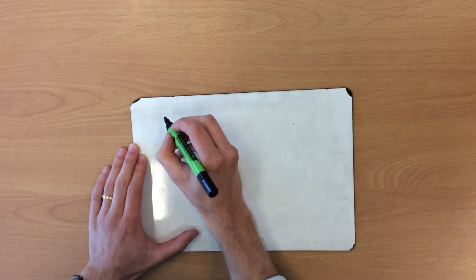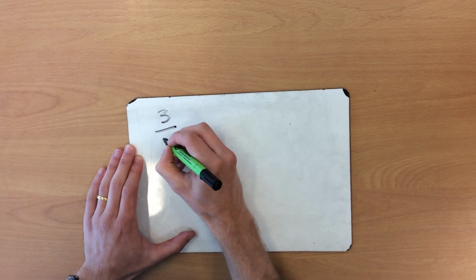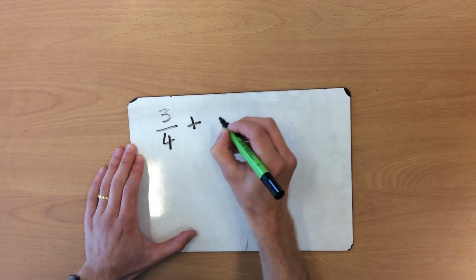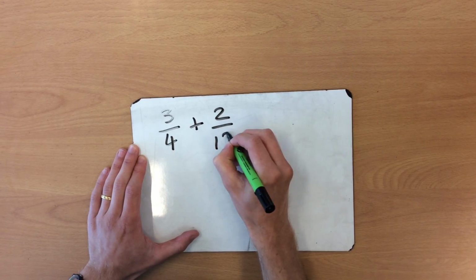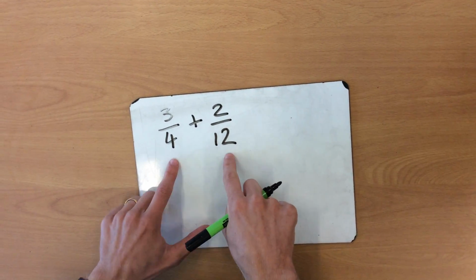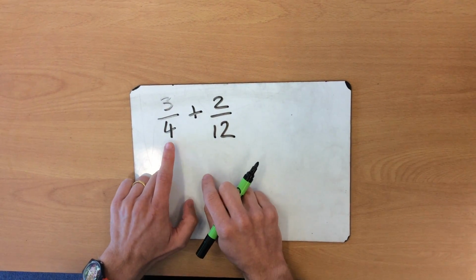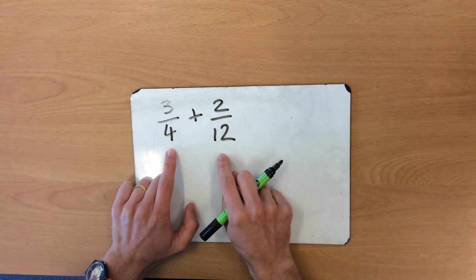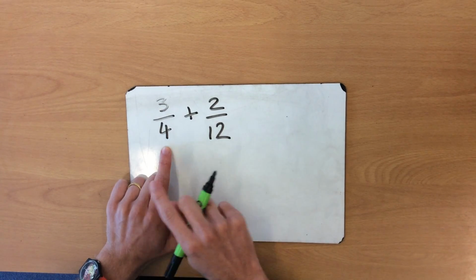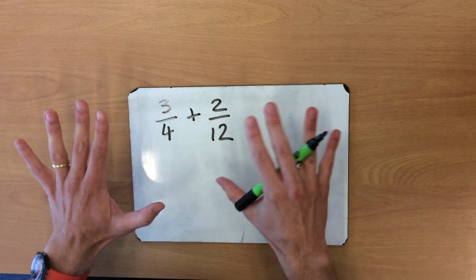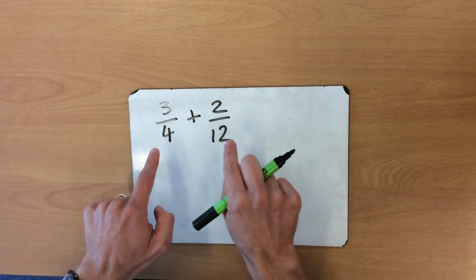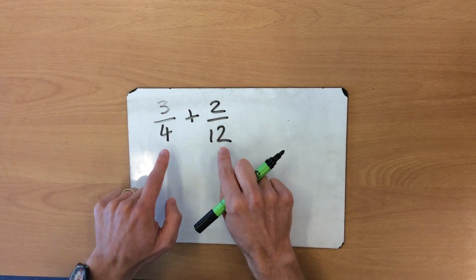So the calculation I'm going to be looking at is 3/4 plus 2/12. So I'm going to be adding these two fractions together. Now straight away you'll notice that my denominators 4 and 12 are different. So because they're different, they're not equivalent, I can't actually do anything with my calculation yet. I can't add these fractions together. The denominators must be the same.